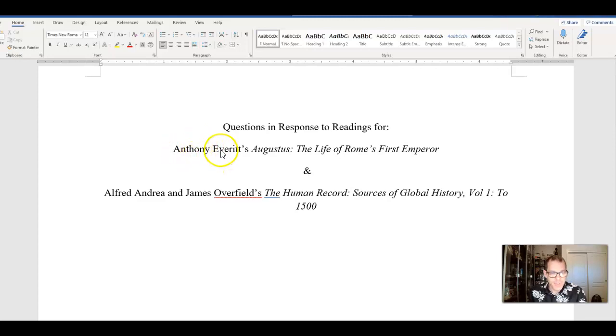You'll see Anthony Everett's name right there. He's the author of our textbook Augustus. Put your colon in there, and then it's Life of Rome's First Emperor. So you want title, colon, subtitle. Both of those should be in italics. Also, you're going to have your textbook, which is by Alfred Andrea and James Overfield, The Human Record, Sources in Global History, Volume 1 to 1500. So that's what the top of your cover page will look like.